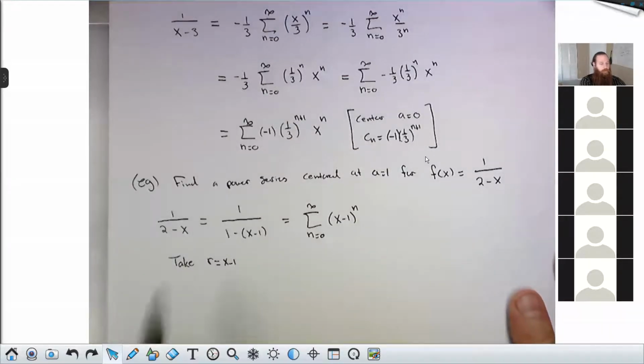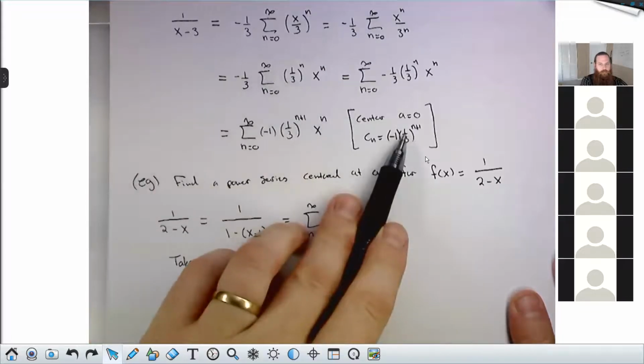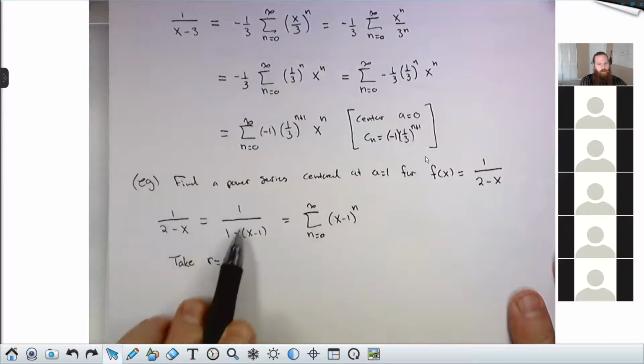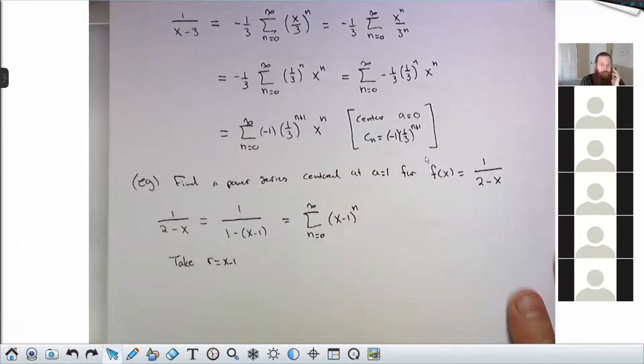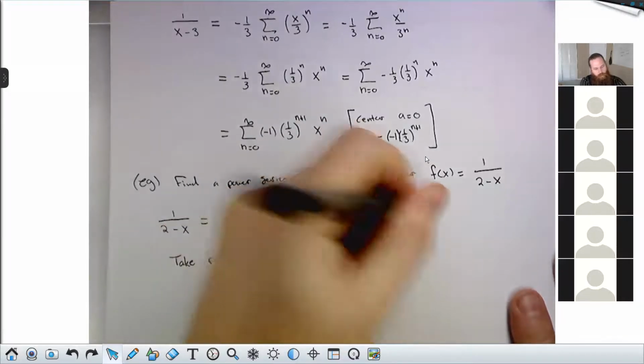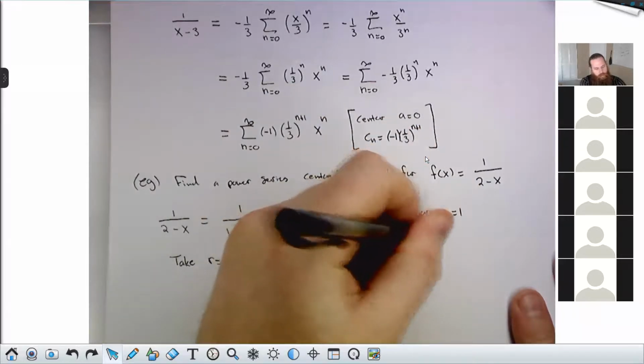I could have done the same thing for this that I did to this and get a series centered at 0. But because I wanted a series centered at 1, I made sure to have an x minus 1 here instead of just an x over 2 or whatever. So here the center, as required, is a equals 1, and the Cn's are all just 1.